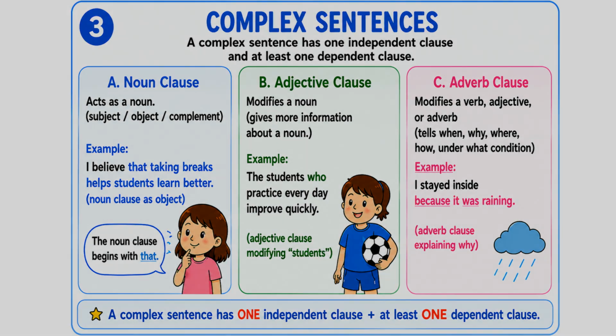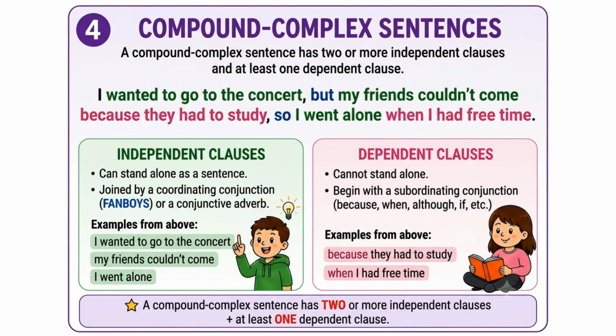Finally, we have number 4, compound complex sentences. The name sounds complicated, but the idea is actually pretty simple. A compound complex sentence has 2 or more independent clauses and at least one dependent clause. So it combines the features of a compound sentence and a complex sentence. For example, I wanted to go to the concert, but my friends couldn't come because they had to study, so I went alone when I had free time.